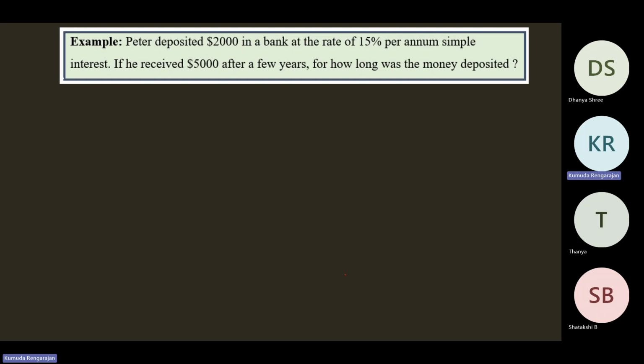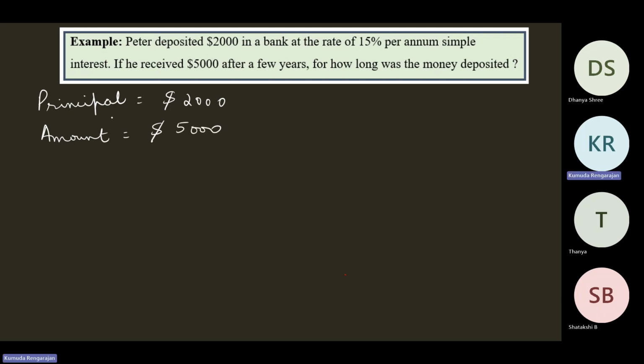Peter deposited $2,000, so principal is equal to $2,000. Now, after a few years, he gets 5,000 rupees in total. See, 5,000 is not mentioned as the interest. He received $5,000. That means the total money he got from the bank is $5,000. It's not mentioned as interest anywhere. So he goes to the bank after a few years and they give him $5,000. That's it, done. So that means 5,000 is the amount, not the interest. Amount is $5,000.